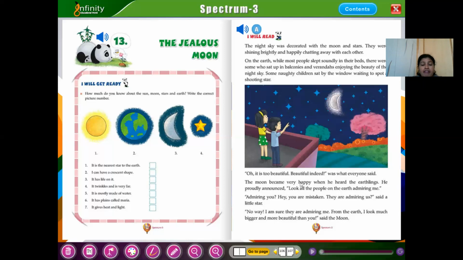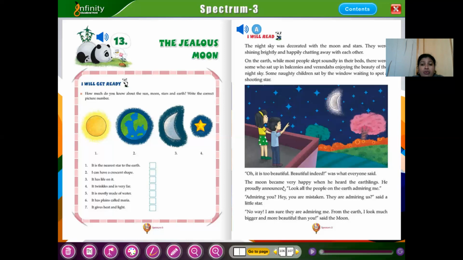The moon became very happy when he heard the earthlings. When the people of the earth watch the sky, they say, oh, it is too beautiful, beautiful indeed. So if the people watching the sky said it is very beautiful, the moon became very happy when he heard the earthlings. Earthlings, animals or persons who are living on the earth, are called earthlings, children.